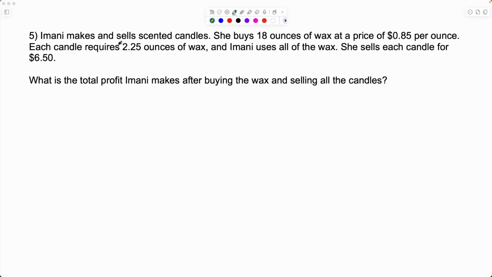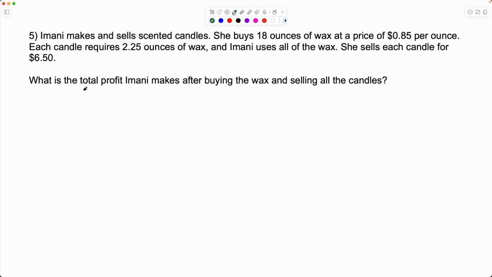Question 5. Imani makes and sells scented candles. She buys 18 ounces of wax at a price of 85 cents per ounce. Each candle requires 2.25 ounces of wax, and Imani uses all of the wax. She sells each candle for $6.50. What is the total profit Imani makes after buying the wax and selling all the candles?